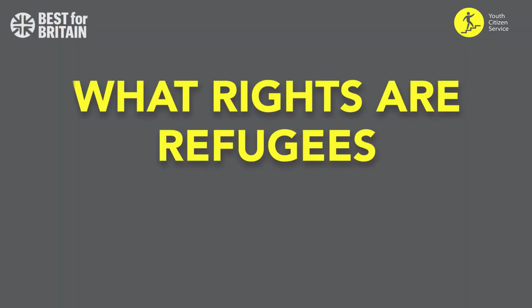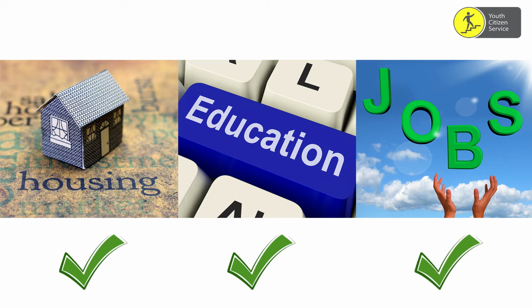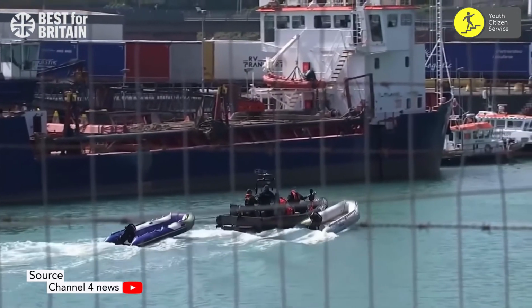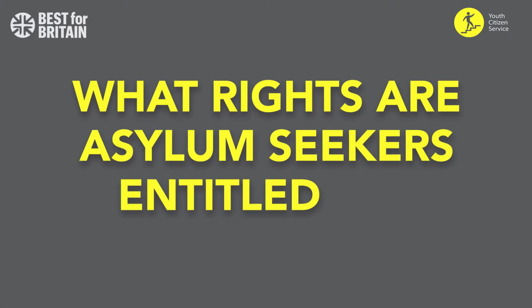What rights are refugees entitled to? Under the 1951 Refugee Convention, refugees have the right to housing, education, and can legally work in the UK. Also, they have the right not to be moved back to their country of origin if the threat that caused them to move persists. What rights are asylum seekers entitled to?